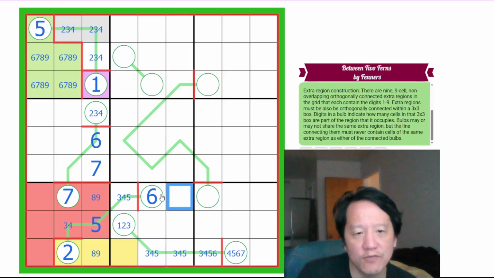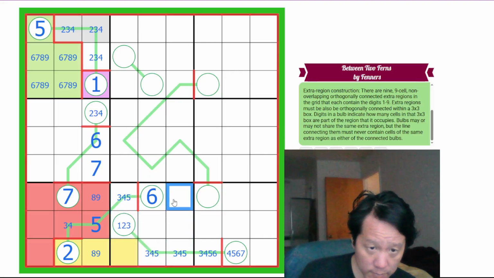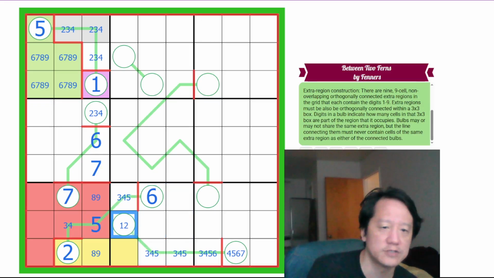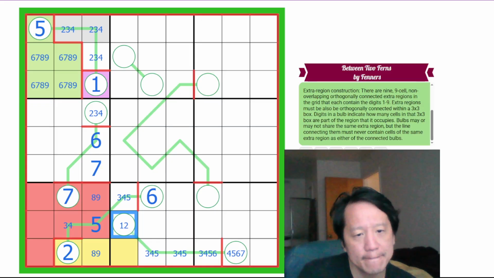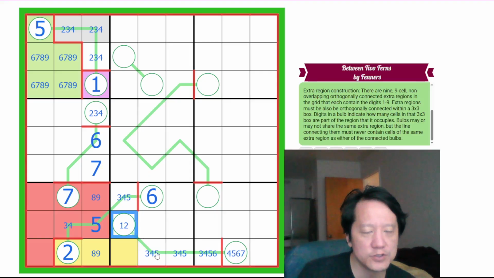So we have a 3, 4, 5 triplet in box 8, which eliminates 3, 4, and 5 in the rest of the box. So this cannot be 3. Which means if we try to connect this way, this definitely doesn't work. So this is 1 or 2. It's not part of yellow.